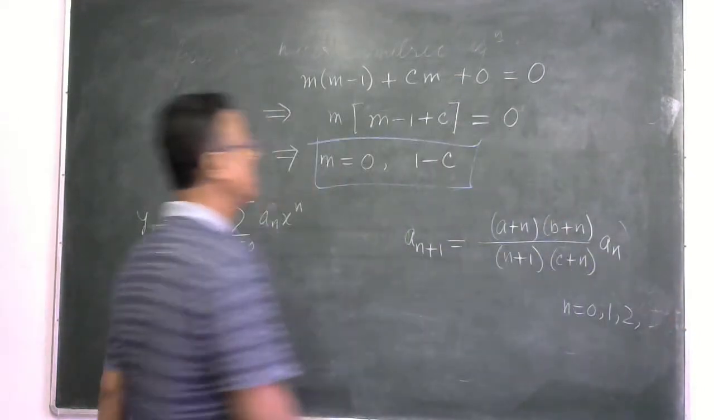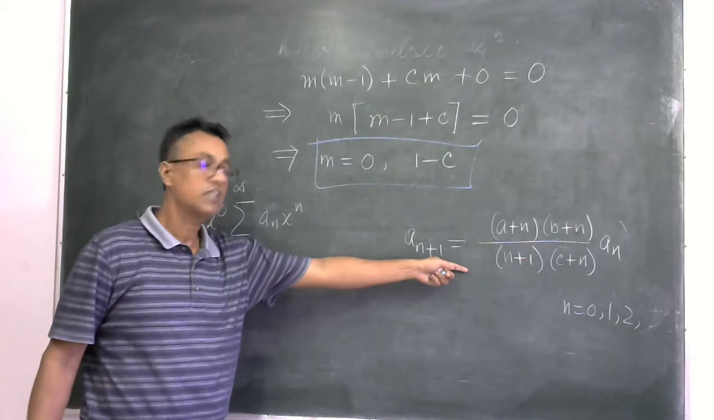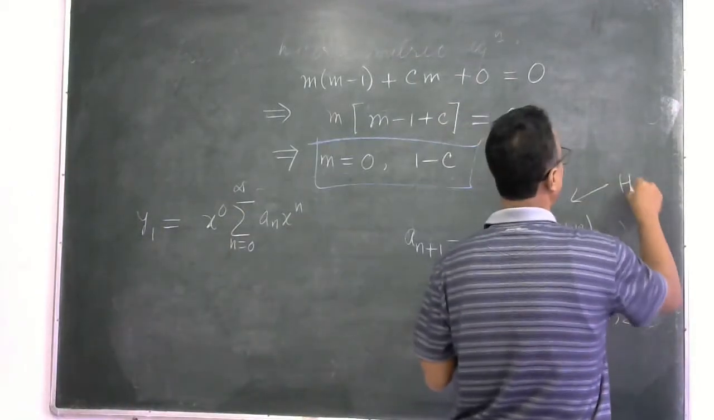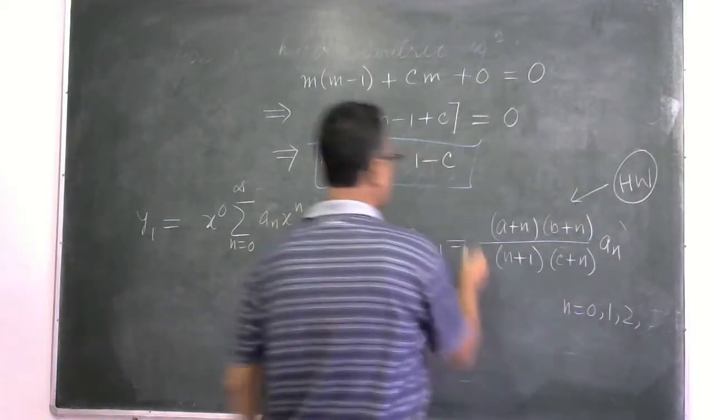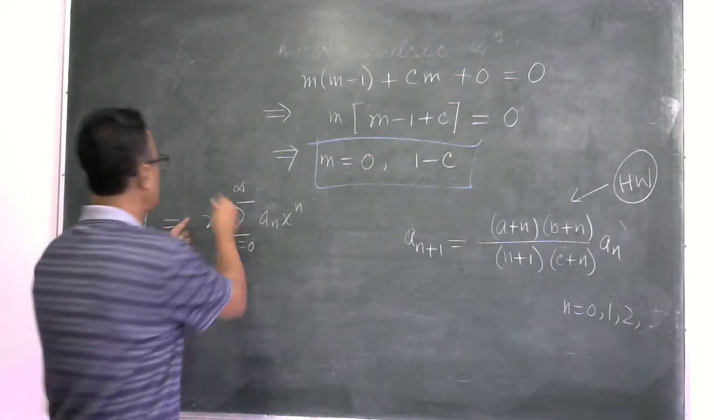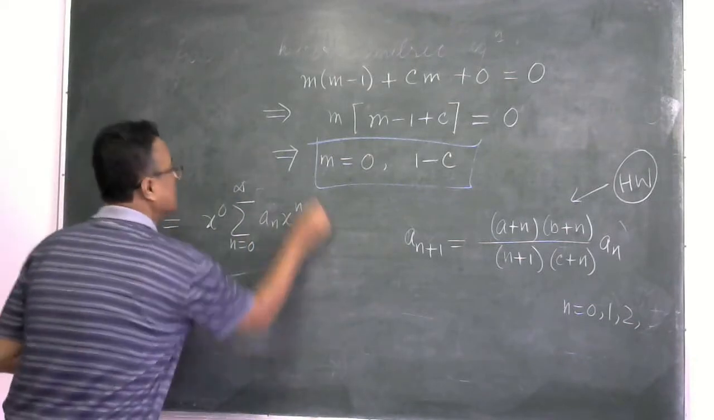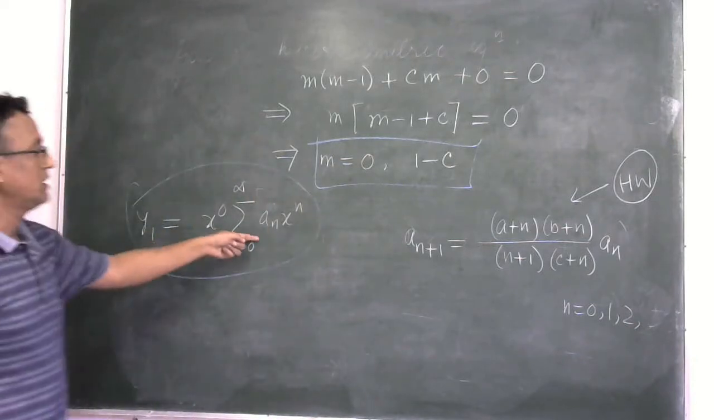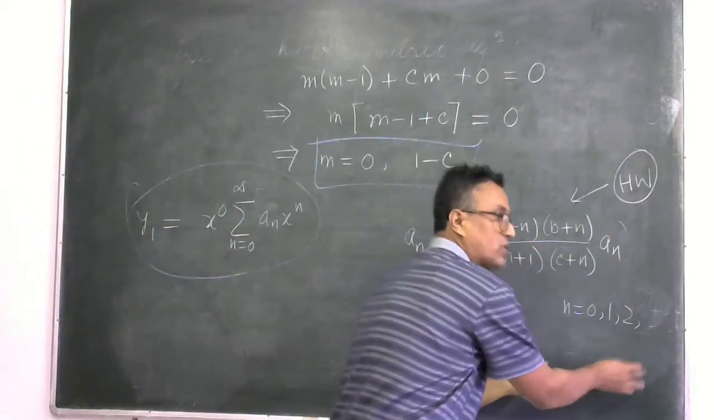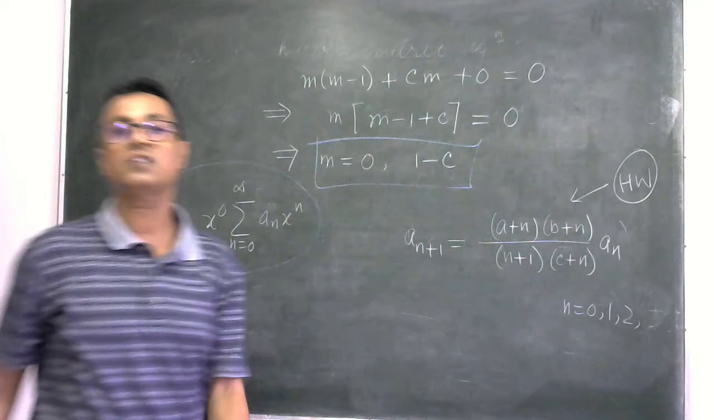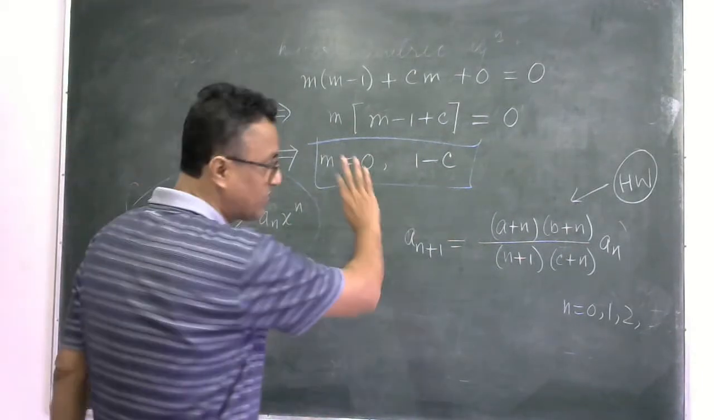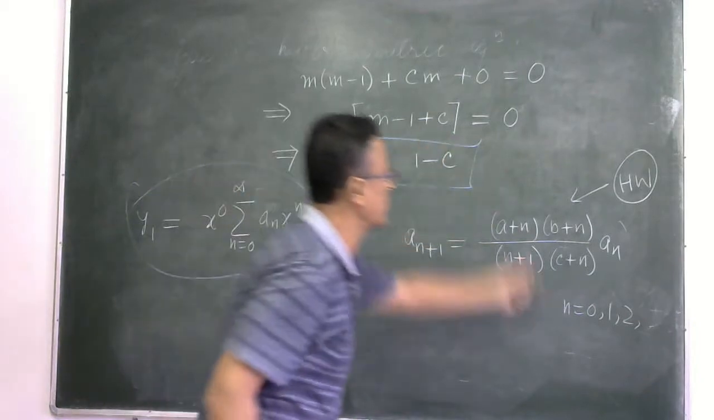Okay, and I am leaving this part as homework. Please try it at home. Once you plug this in the Gauss's hypergeometric equation, then you come up with this recurrence formula. So this is your homework. Okay, fine. Now something very interesting is going to come out of this.